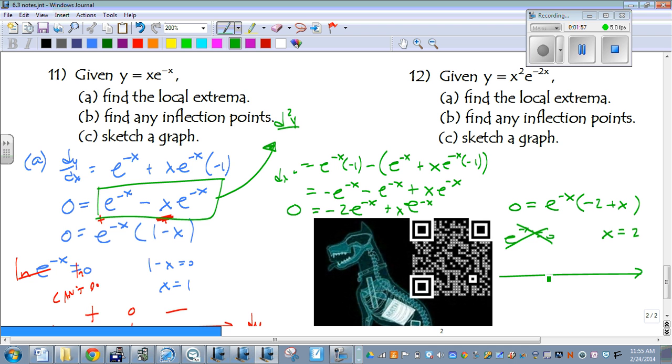So we want to make a number line for our second derivative. We know that when x is 2, second derivative is 0. We want to check on either side of that. So if we put 0 into this equation, e to the 0 would give us a positive value. Negative 2 plus 0 gives us a negative, so we know it's going to be negative here. And we want to try 3, e to the negative 3, that's 1 over e cubed, still positive. Negative 2 plus 3 is going to be positive. So this is positive. It changes here. So we have an inflection point at x equals 2.